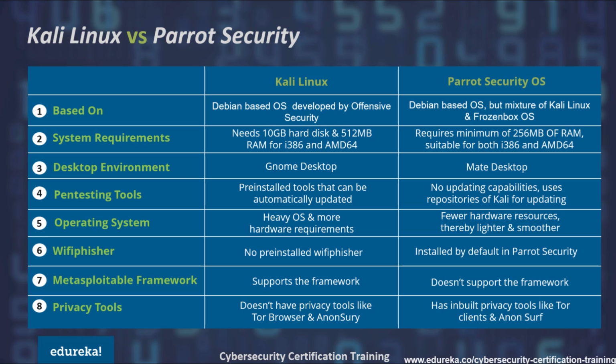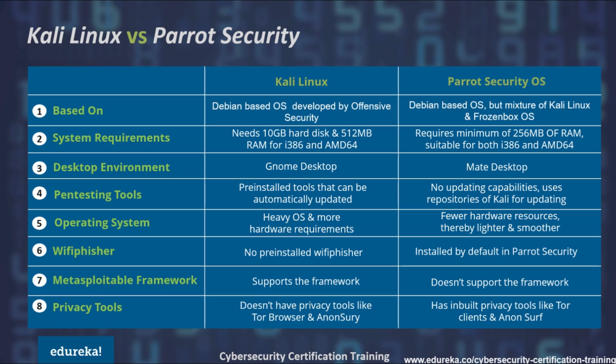And then comes a tool called WiFiPhisher. Kali Linux has no pre-installed WiFiPhisher, whereas Parrot Security has it. Kali operating system doesn't have privacy tools like Tor client and Anonsurf. Parrot Security has inbuilt privacy tools such as Tor client and Anonsurf. Kali Linux supports the Metasploit framework, whereas there's no support for the Metasploit framework in Parrot Security OS. Well, these are certain basic differences between Kali Linux and Parrot Security. So based on this, now you can consider these factors when you're choosing the Linux distro that suits your purpose.